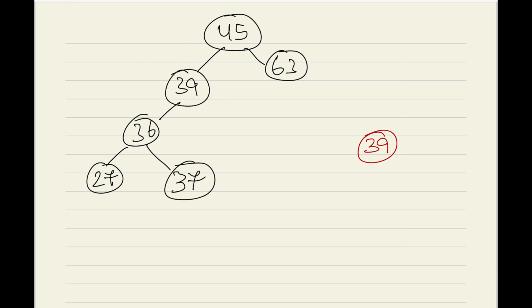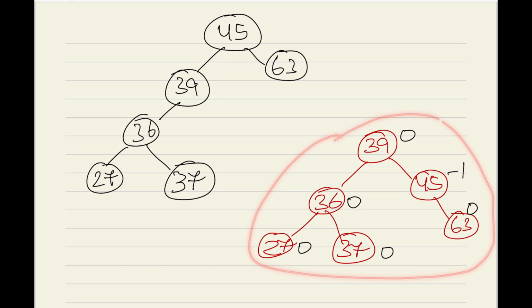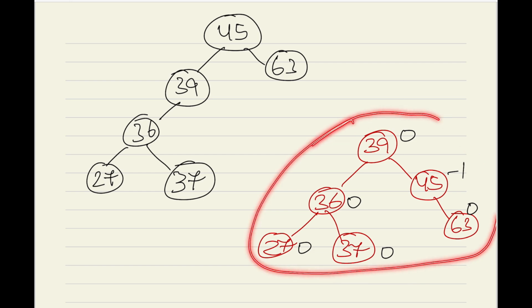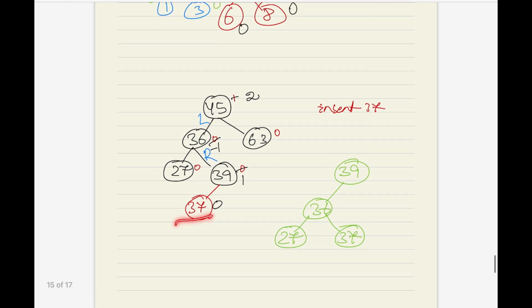So I am drawing here. 39 becomes the root, and 36 here, 27, 37 here, 45 here, 63. So here you can find the balance factor of each node: 0, 0, 0, 0, -1, 0. So this is the AVL tree after applying LR rotation, or we can say after inserting this new node 37.